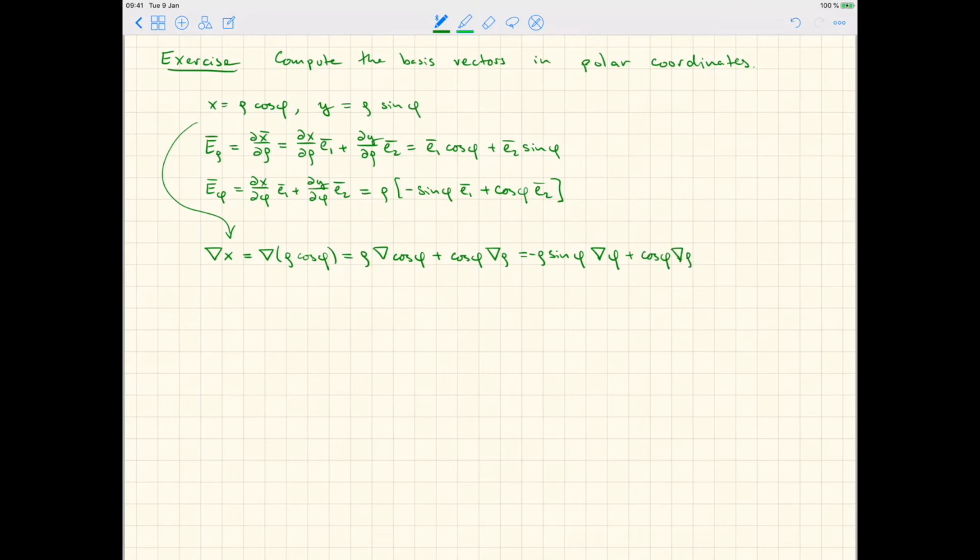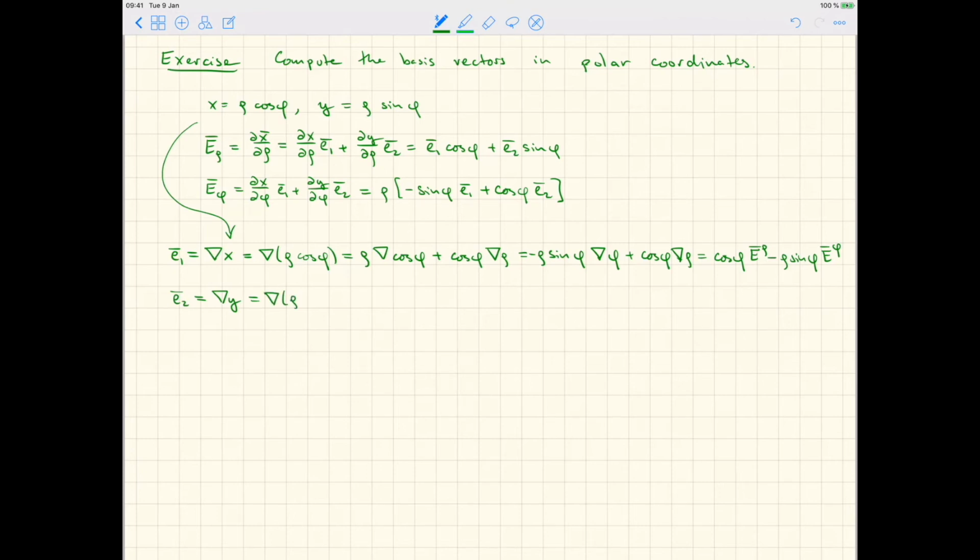We can now use that the gradients of phi and rho are by definition the dual basis vectors in polar coordinates. So we have that this is equal to cosine phi times E rho minus rho sine phi times E phi. But the gradient of the Cartesian coordinate x is also equal to the Cartesian basis vector E1. So what we have just done is to re-express the Cartesian basis vector E1 in terms of the dual basis in polar coordinates.